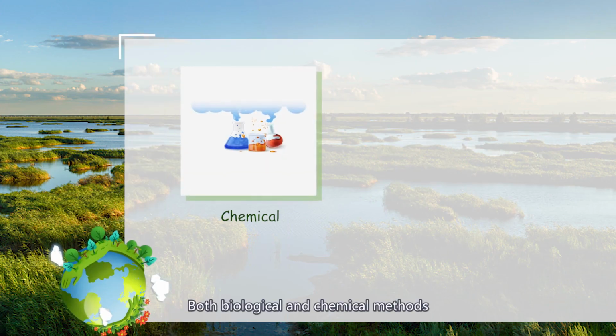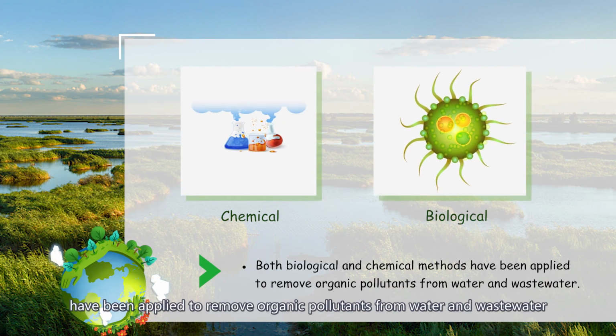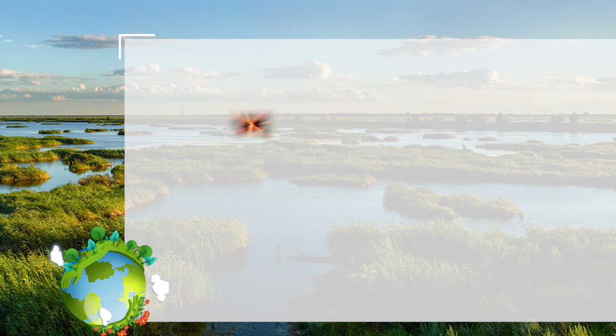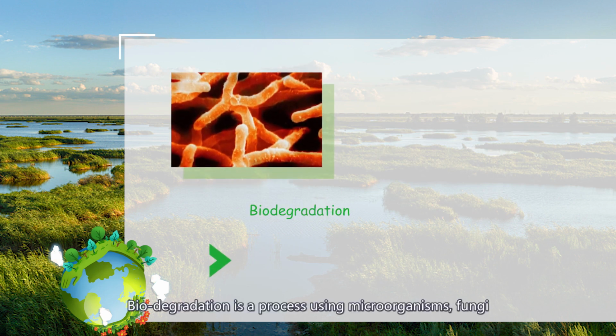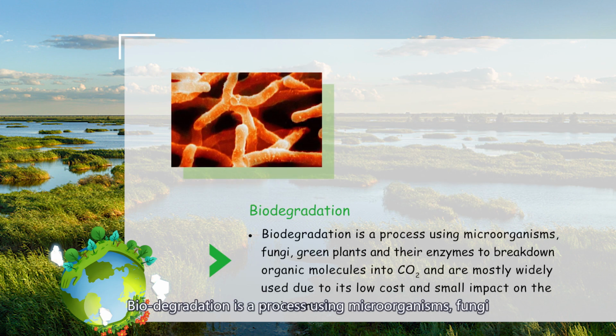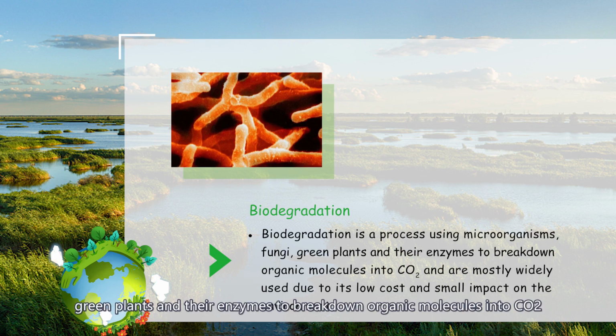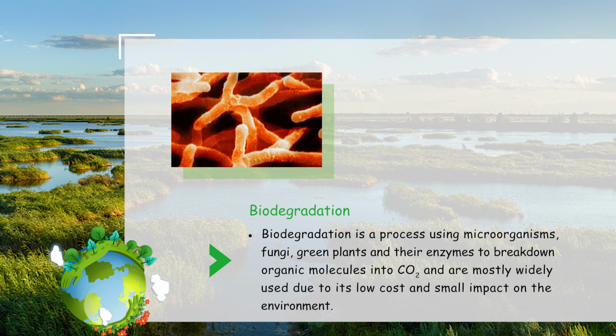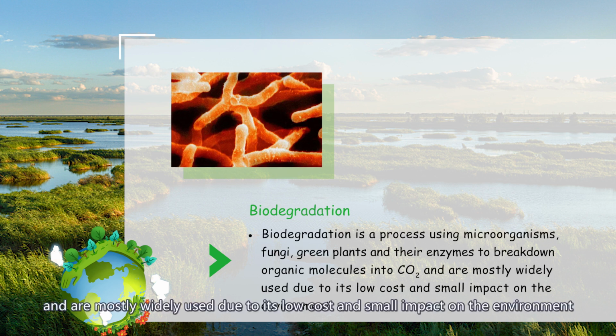Both biological and chemical methods have been applied to remove organic pollutants from water and wastewater. Biodegradation is a process using microorganisms, fungi, green plants, and their enzymes to break down organic molecules into carbon dioxide and is mostly widely used due to its low cost and small impact on the environment.